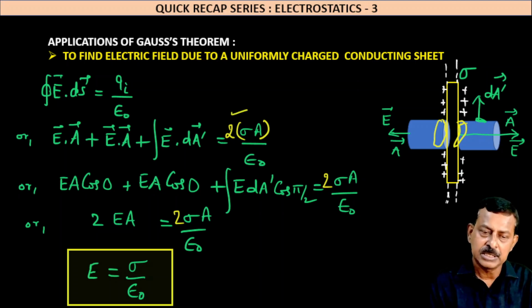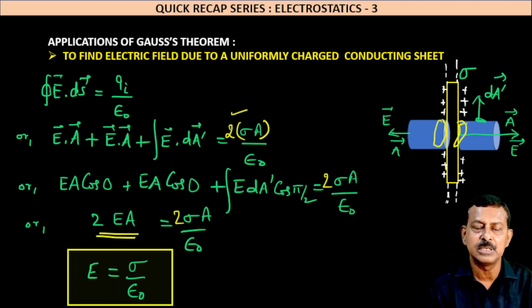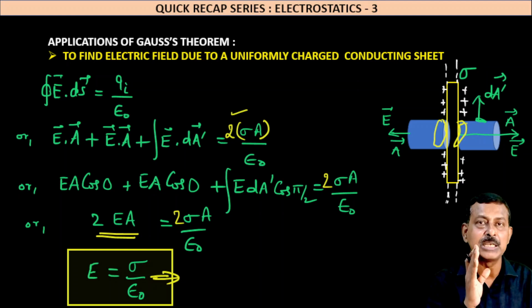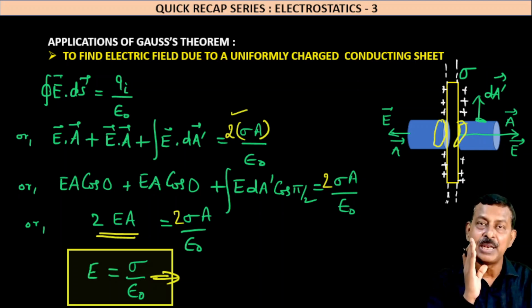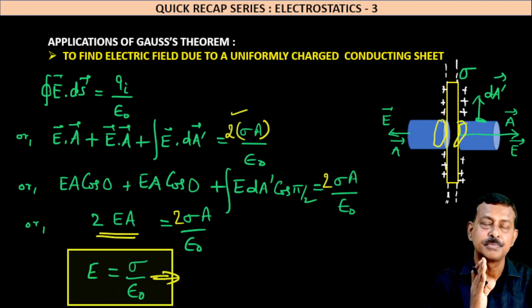It is the same way. Now you will get 2 times EA as 2 sigma A by epsilon naught, and that will give the electric field as sigma by epsilon naught. This time, for a uniformly charged plane conducting sheet, the electric field will be sigma by epsilon naught, whereas for the planar distribution of charge which we took earlier, it was sigma by 2 epsilon naught.